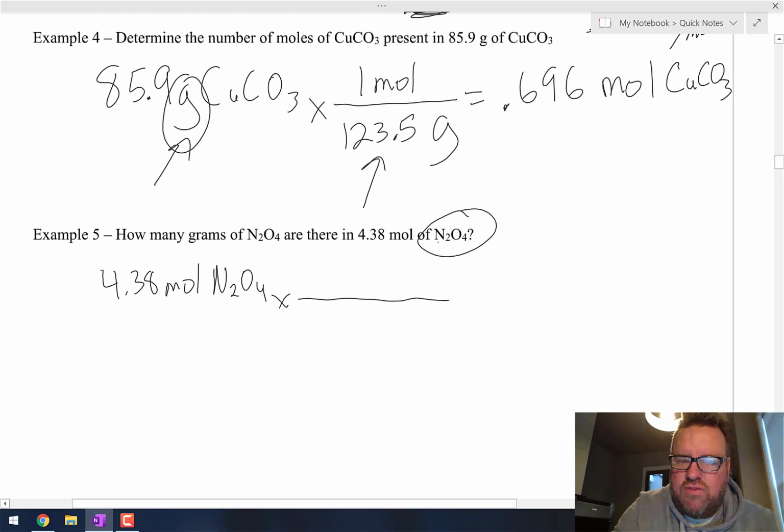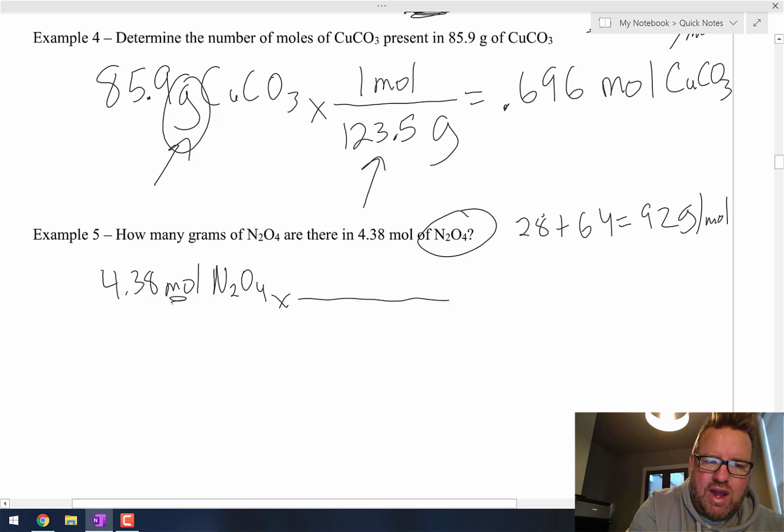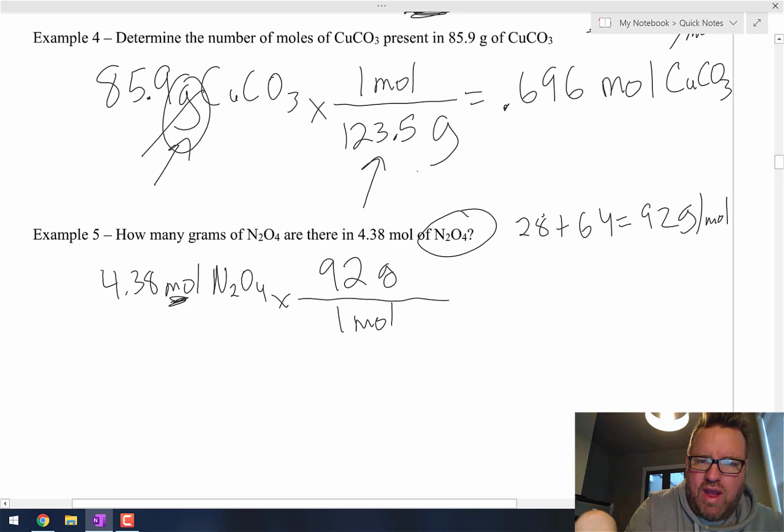So nitrogen's 14, there's 2 of them, so that's 28. Oxygen 16, there's 4 of them, that's 64. So that is 92 grams per mole. Again, I've got moles here, so I've got to put moles on the bottom. So 1 mole on the bottom, 92 grams on the top.